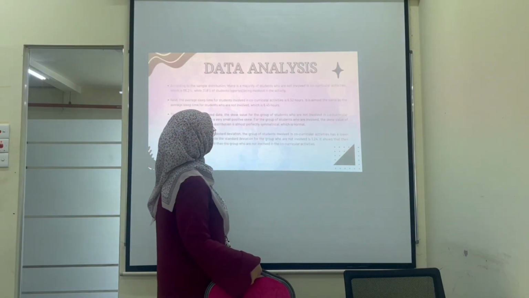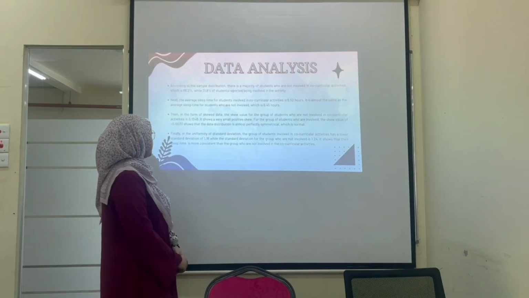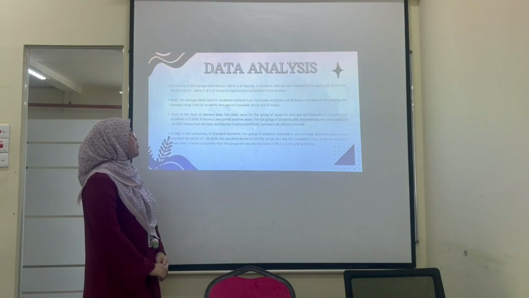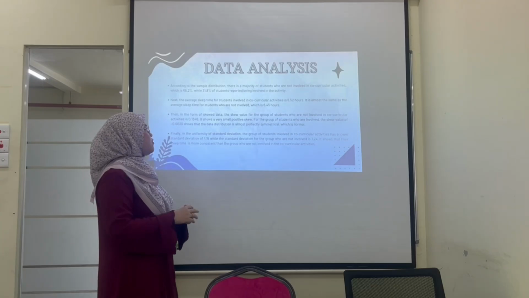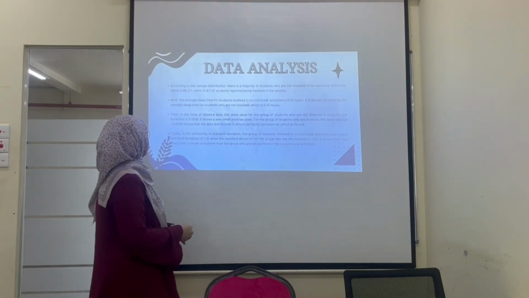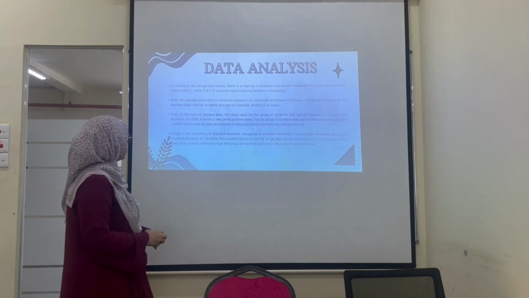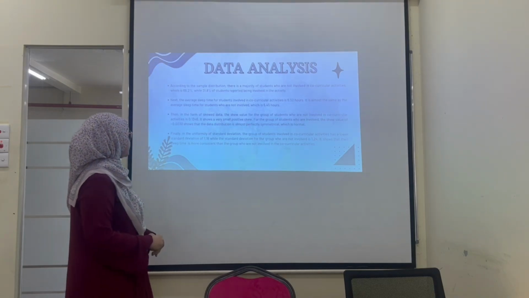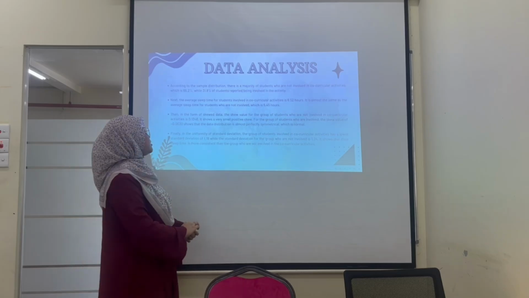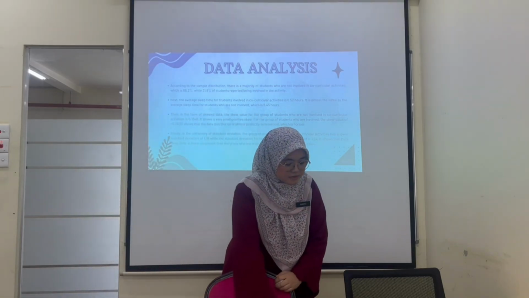Then, in terms of skewness, the skew value for the group of students involved in co-curricular activities is 0.1346. It shows a very small positive skew. For the group of students who are not involved, the skew value is negative 0.0030, which shows that the data distribution is almost perfectly symmetrical, which is very normal.